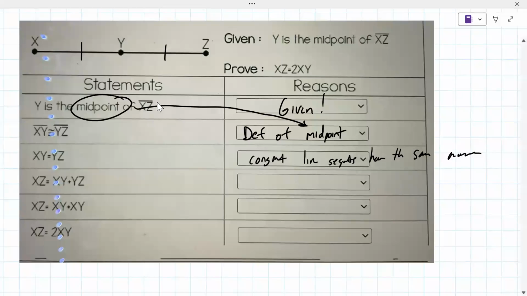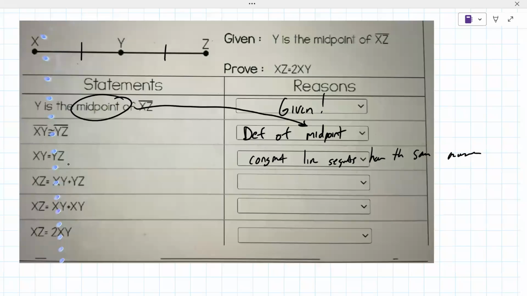All right. Now, the next one here says XZ, which is the whole length, equals XY part plus YZ, which is the other part. It's like you went to Subway, they cut your foot long in half. That half plus that half equals the whole thing. So it's something about where you're adding up line segments.